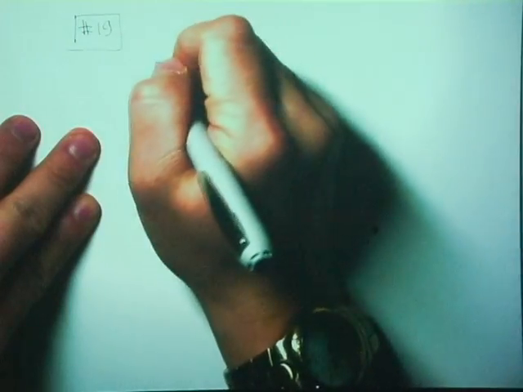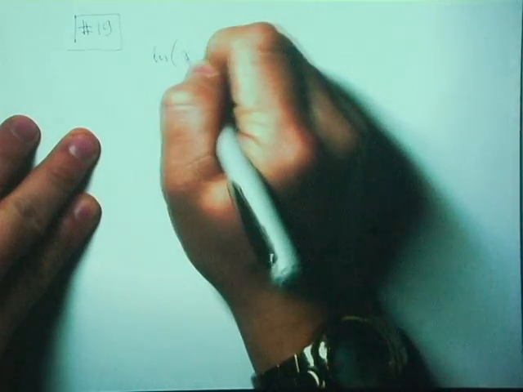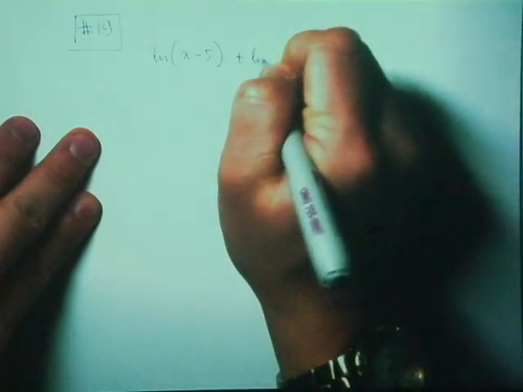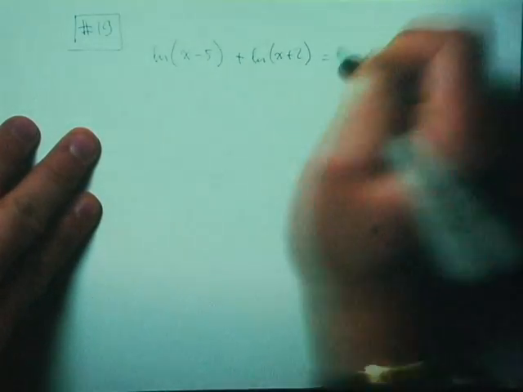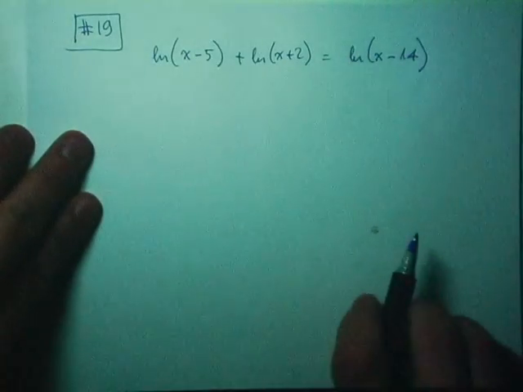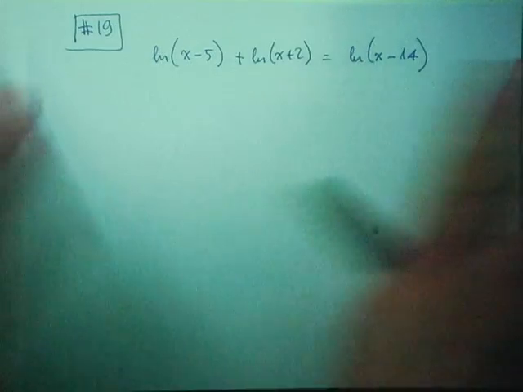So now, let's see what's going to happen if we have log terms all over the places, as in number 19. Okay? So here we have natural log x minus 5 plus natural log, natural log terms all over.